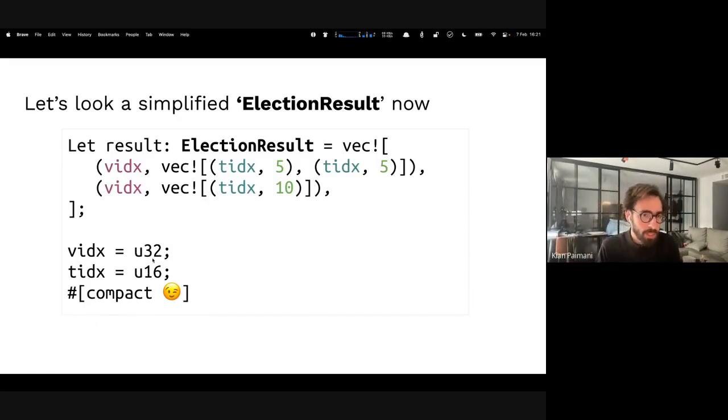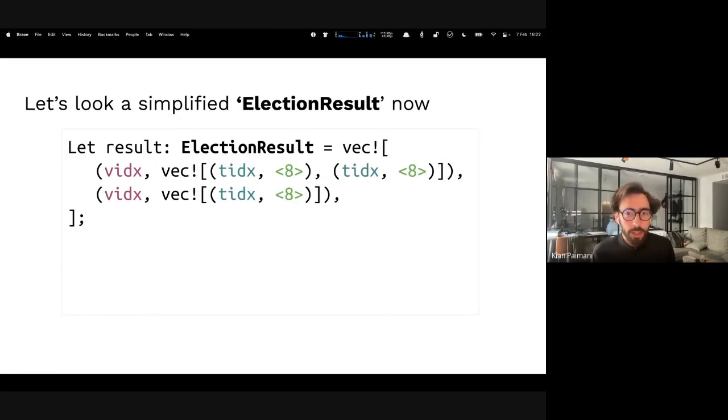And I guess these are reasonable values. For targets, you use U16, for voters, you use U32, or U16 for both of them. No, okay, U16 is a 65,000 limit. So it depends on how big the network is, right? You can decide.